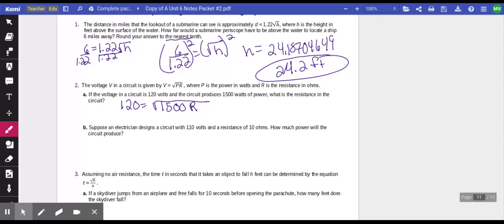So in order to solve for R, in this case, because everything's underneath the square root, I'm going to square both sides first. So 120 squared is 14,400, or I'm sorry, I looked at that wrong, 144,000 equals 1500 R, because the opposite of square root is squaring. Then I divide both sides by 1500. And I'm sorry, again, there's only 2 zeros there. I was right the first time. And R equals 9.6.